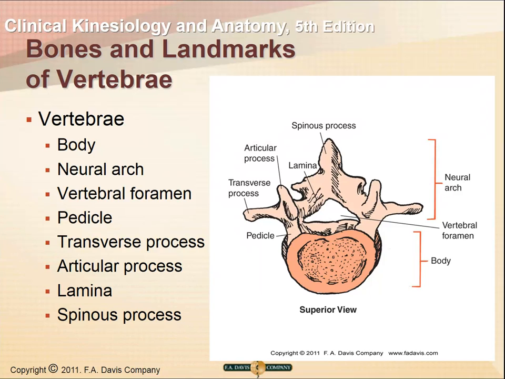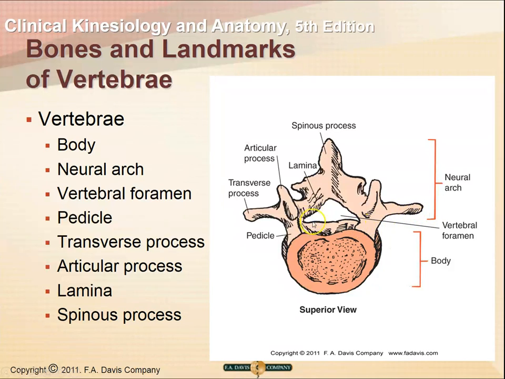So we're going to review the anatomical landmarks on a lumbar vertebrae. We're going to start with the body of the vertebrae. That's going to be the anterior portion of our lumbar spine. Our neural arch is going to be the posterior component of our lumbar vertebrae.